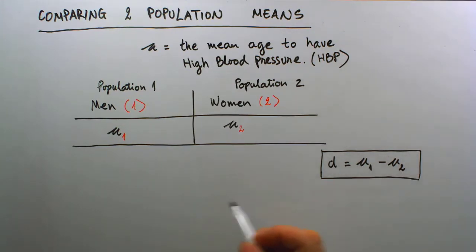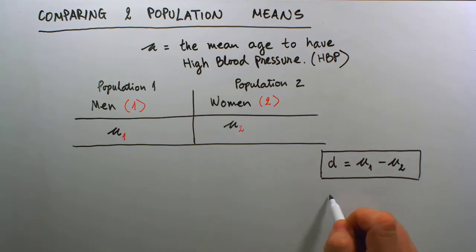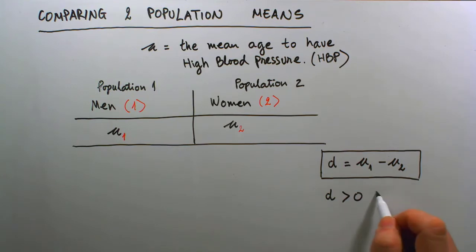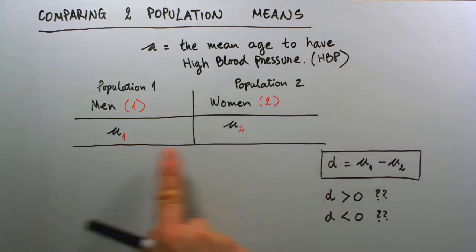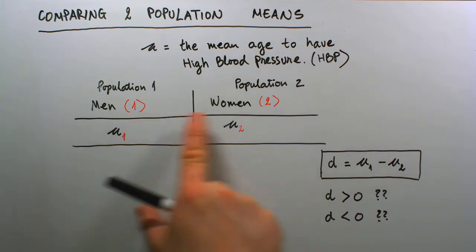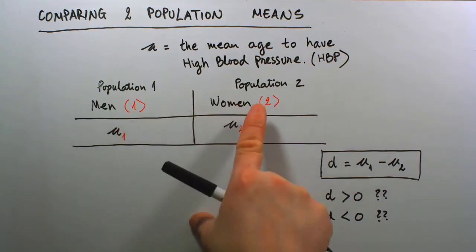Then comparing just means, is the difference a positive difference, or is the difference a negative difference, a quantity less than 0? A positive difference means mu 1 is greater than mu 2, in the way we labeled our two populations.